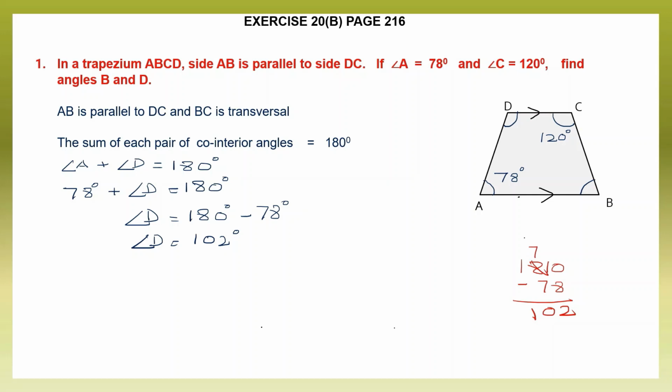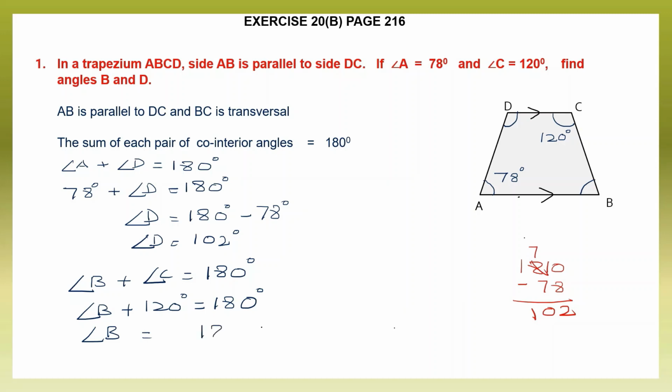Now on the other side, angle C and angle B are also co-interior angles. And the sum of co-interior angles is equal to 180. So angle B plus angle C is equal to 180 degrees. Now angle B we need to find out. So we'll write it as it is. Now angle C, as you can see, is 120 degrees. Together they add up to 180 degrees. Therefore, angle B will be 180 degrees minus 120 degrees.